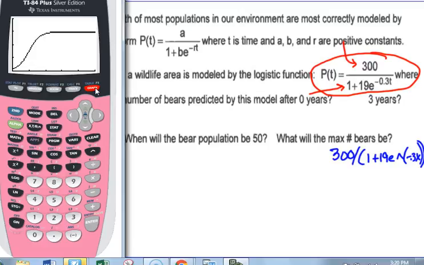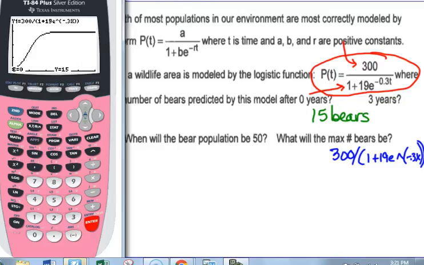Everybody else good? Okay, so let's run through the answers. What does it ask? How many bears initially? How do we find the initial number of bears? Yep, put in 0. I have it graphed, so what could I do? Trace 0. And I write down 15 bears over here. 15.